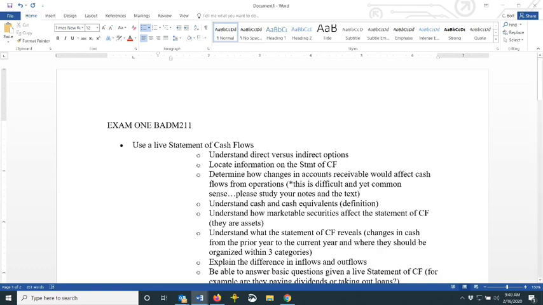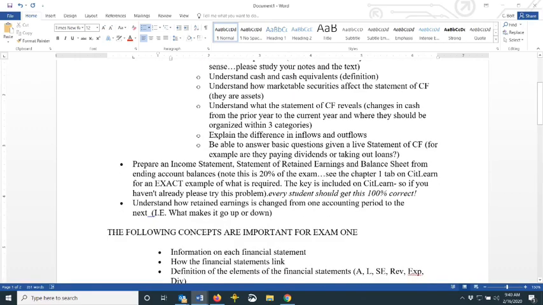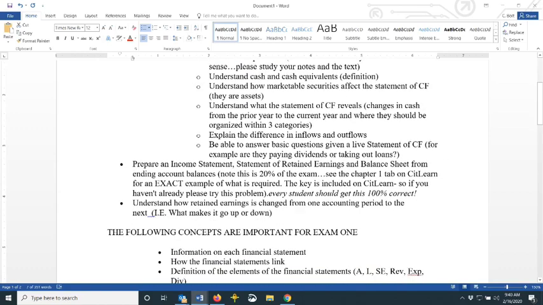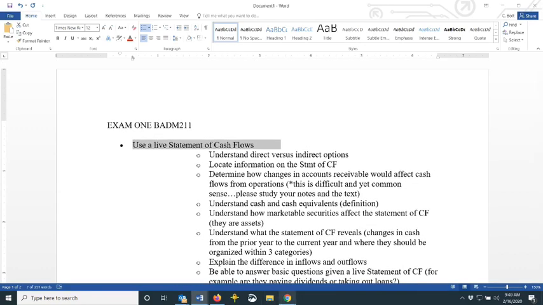Exam 1, I've gotten a relatively detailed list. I won't always give you this much detail, but I'm wanting everyone to be successful in this one. First, we're going to use a live statement of cash flows, and I've pulled up a live statement of cash flows. These are the questions that I want you to understand. So go through this bulleted list.